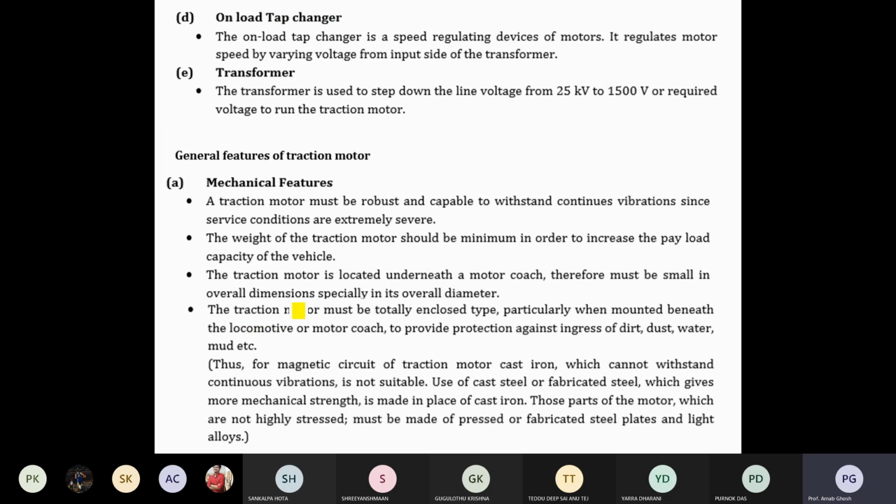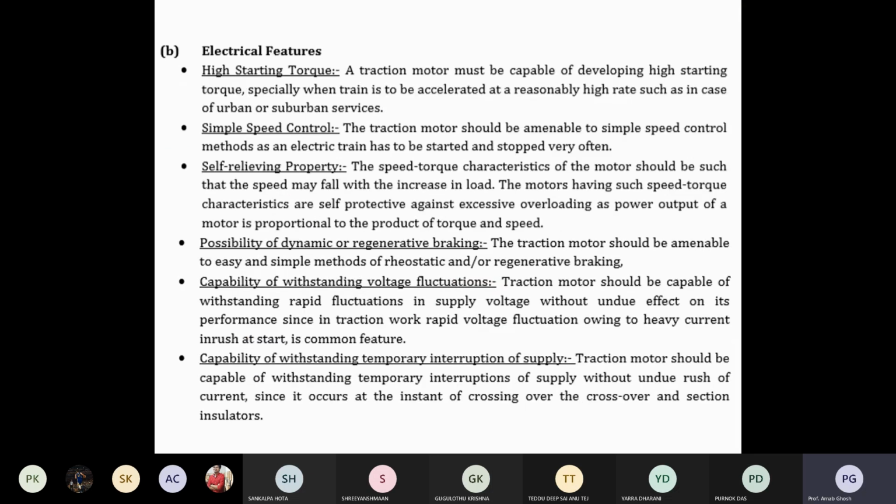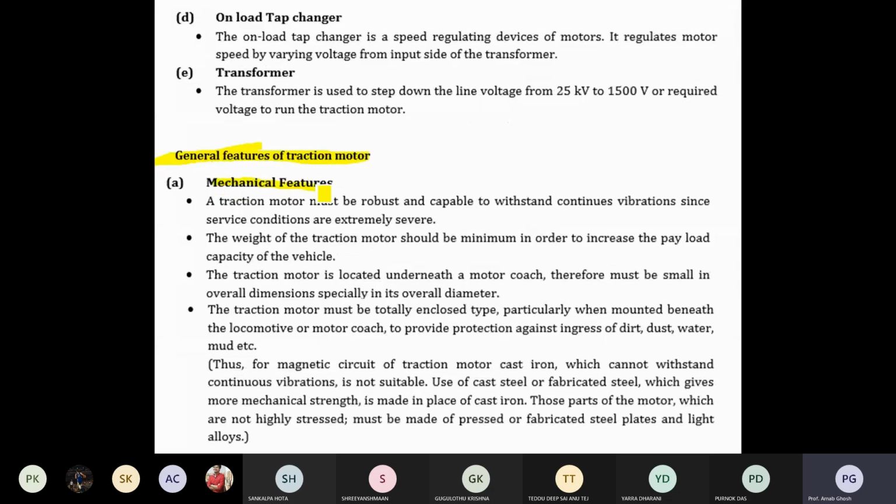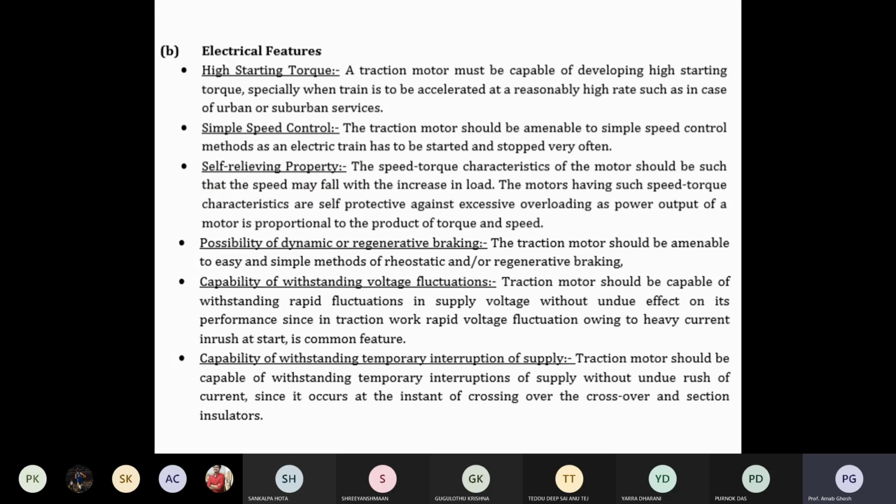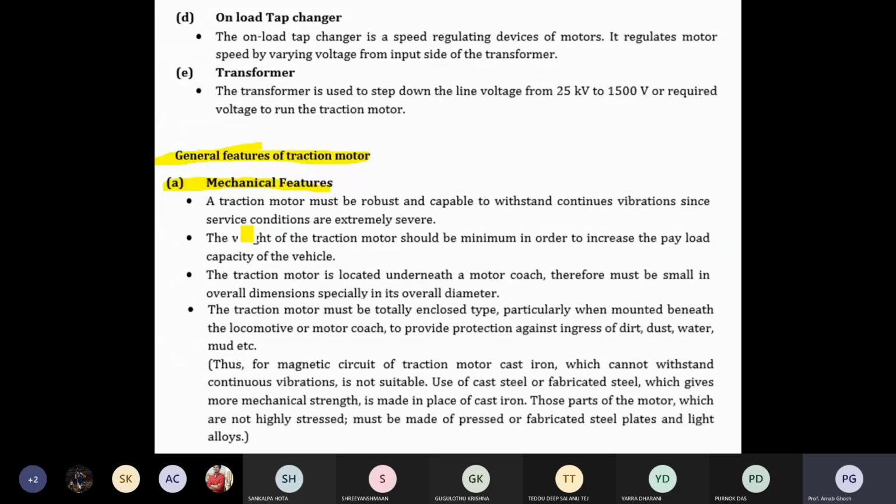Now today I'm going to discuss the very general features of the traction motor. First we have to think about two important features: the mechanical features and the electrical features. We have to focus on the mechanical strength, why we are choosing such kinds of motor, and what mechanical benefits it has. So first we need to see that.